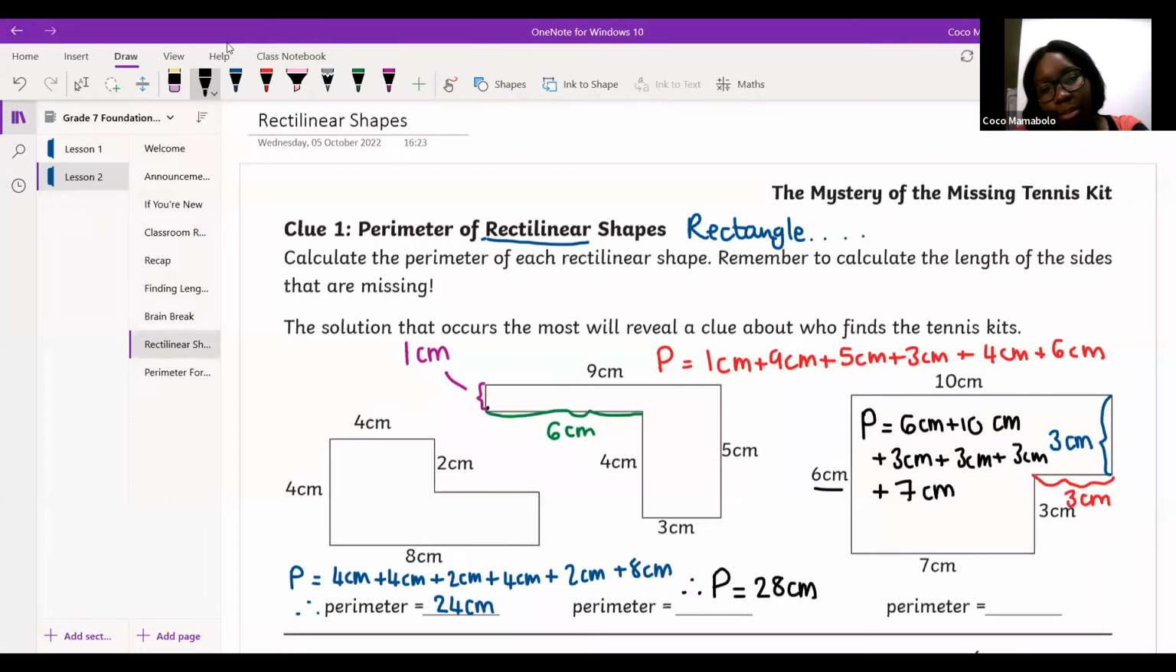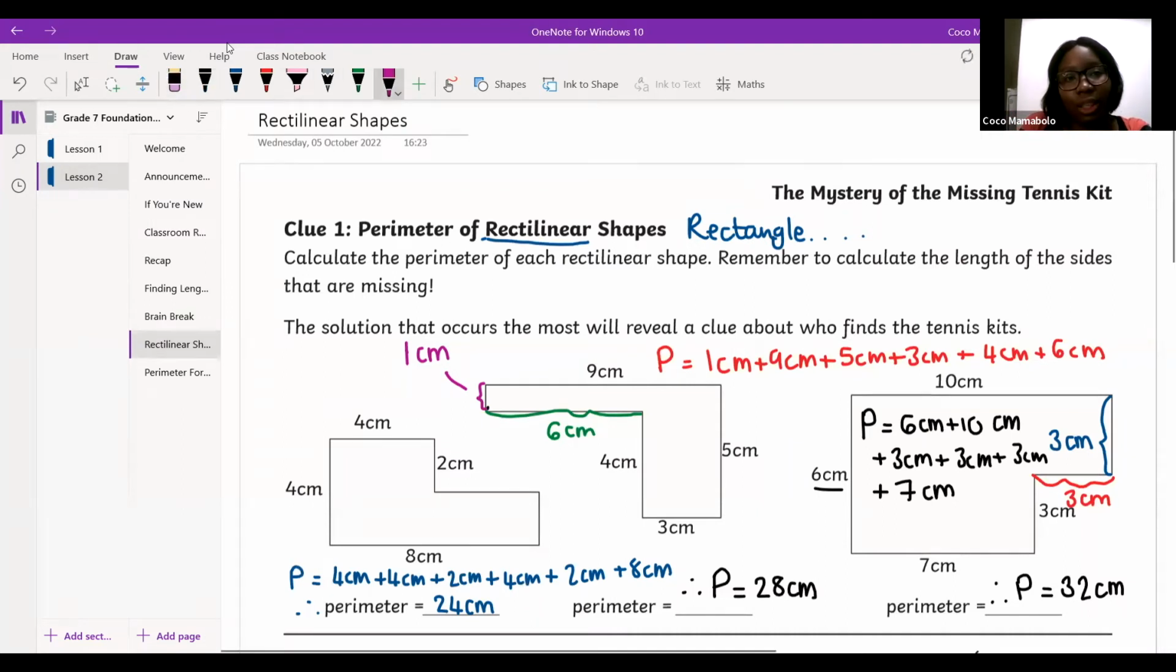19 plus 3 is 22, plus 3 is 25, plus 7 is 32. 32 centimeters. Therefore, P is equal to 32 centimeters. Those of you who got 29 centimeters, which side did you skip? Each of you skipped a side.